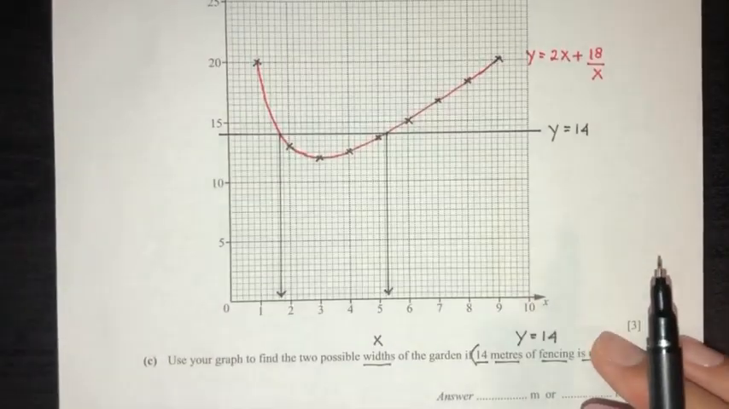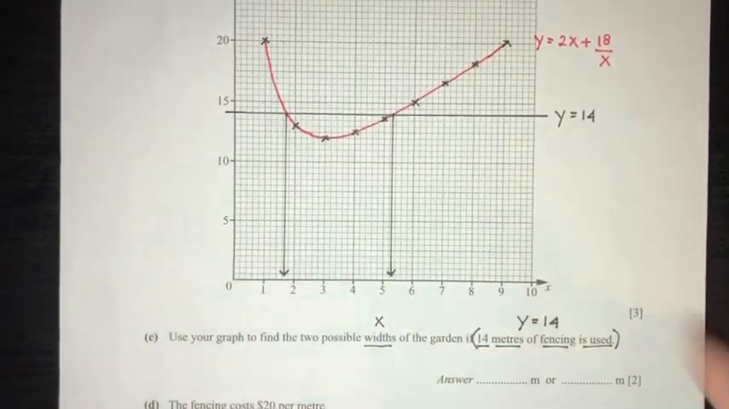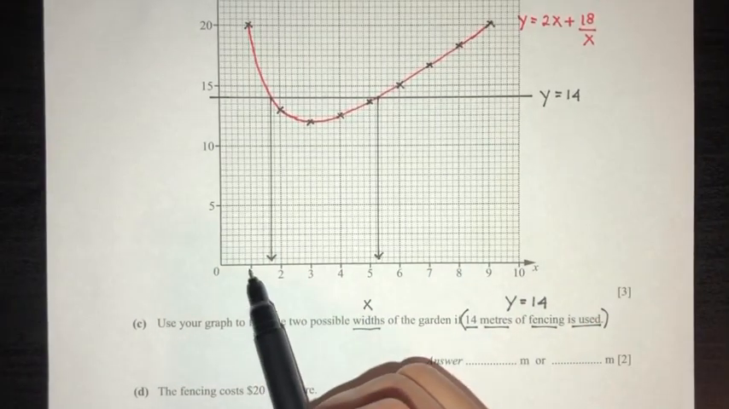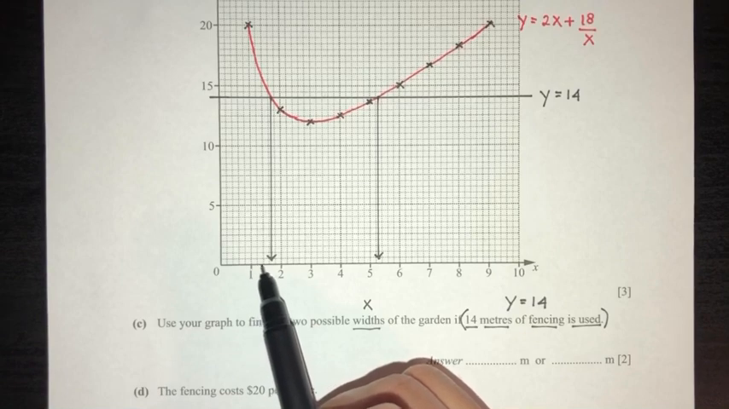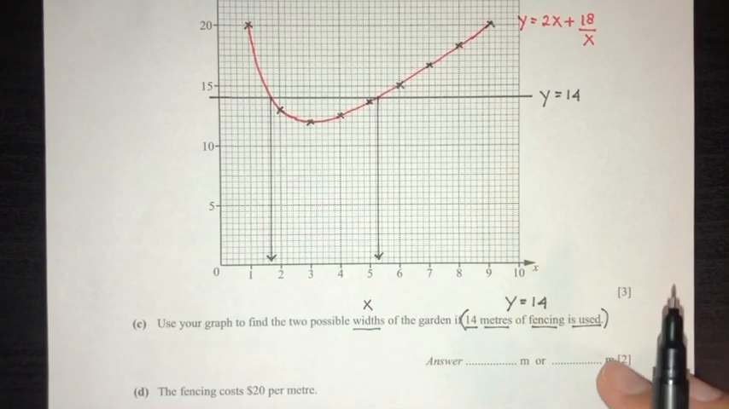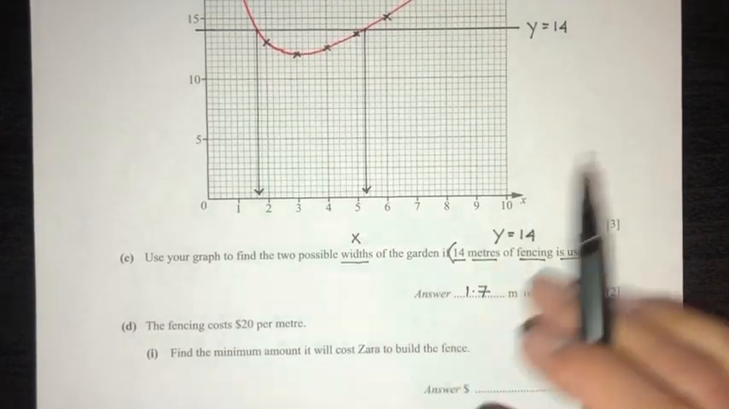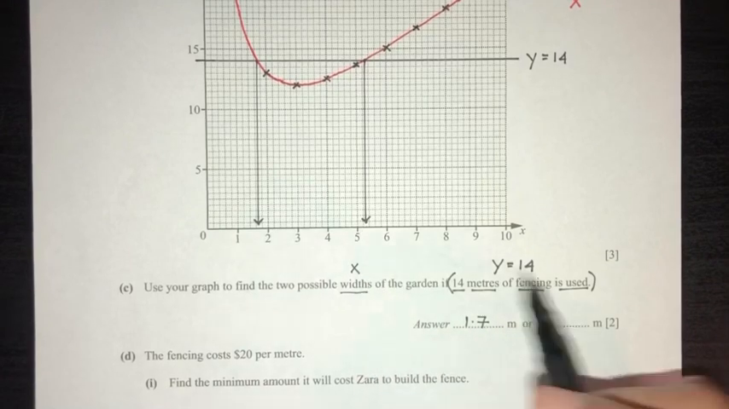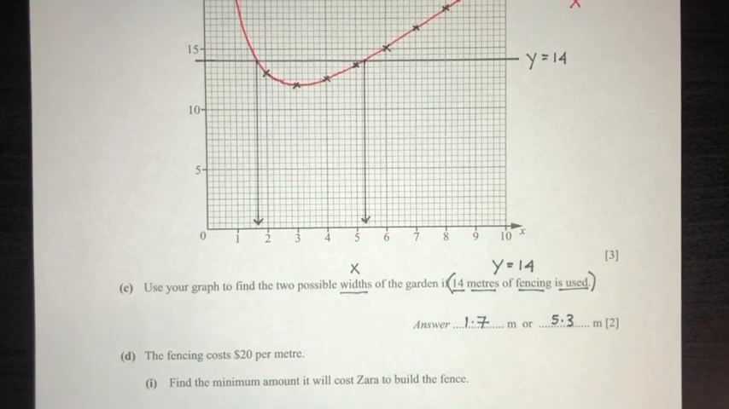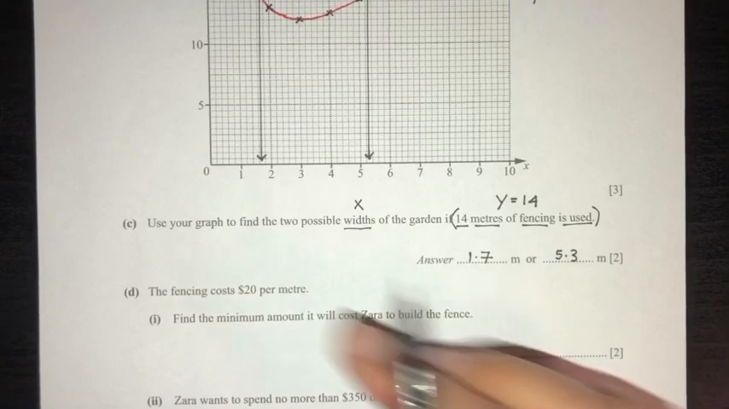Okay, so based on my curve and my line, from what I can see, my value will be, this is 1.2, 1.4, 1.6, 1.7. So it can be 1.7 or it can be 5.3. That is according to my graph. Now this is part C.